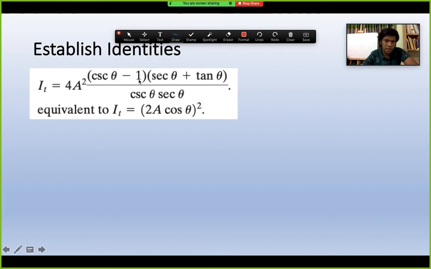This is cosec theta minus 1. So if we try to simplify it, actually there is no straightforward thing here other than doing a couple of lines. So 4a square, cosec theta minus 1. So let's write the formula here. Cosec theta means 1 by sine theta. Then minus 1. Then this also will convert.